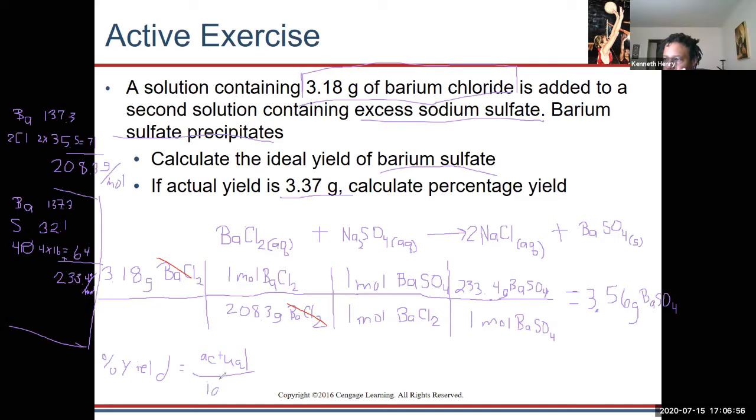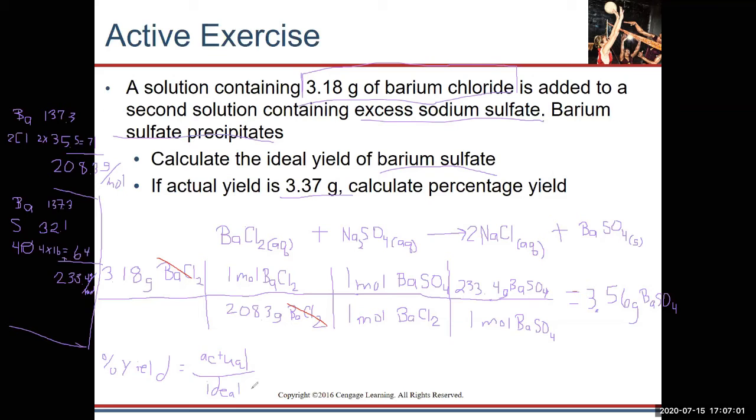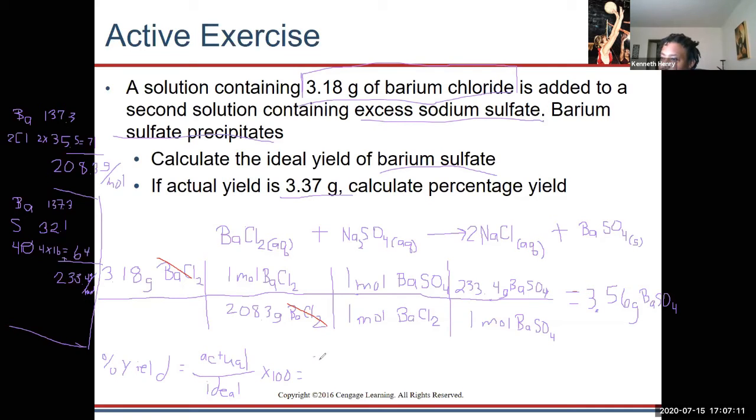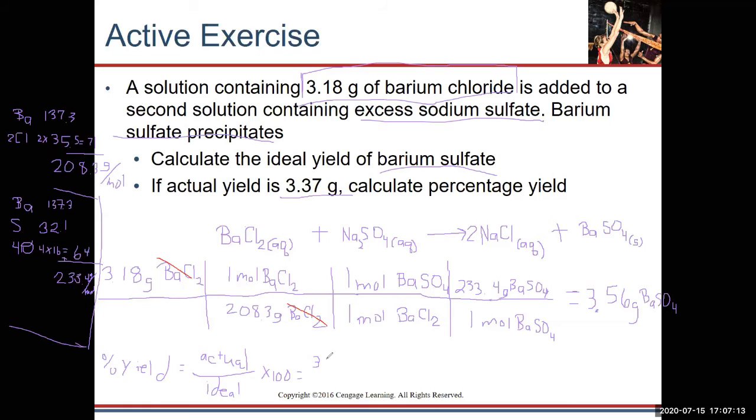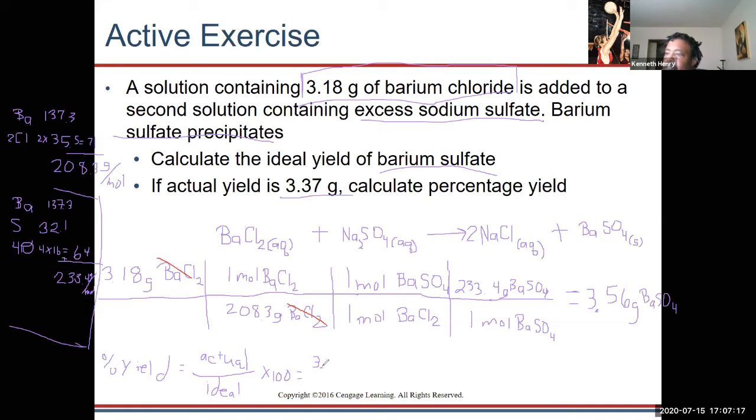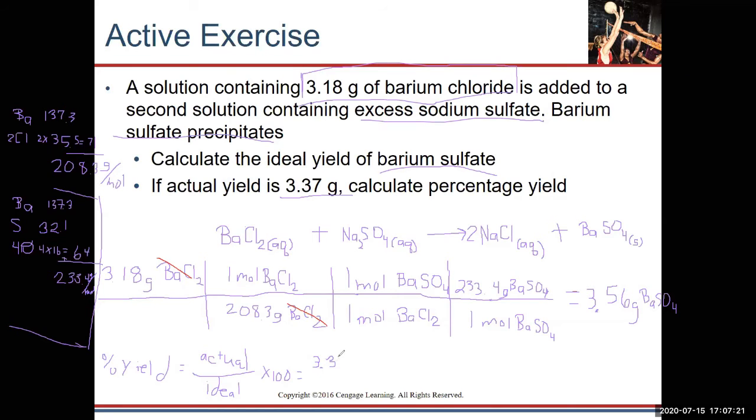Okay, and our actual yield is what? It's given, 3.37 grams. You said actual or ideal? The actual. Oh yeah, it's given in the problem. Hey, is it always going to be given to us? Not necessarily. Sometimes you may have to calculate it, if they give you the percent yield. Or sometimes you have to do it experimentally.